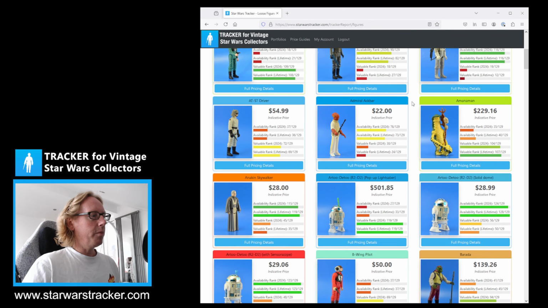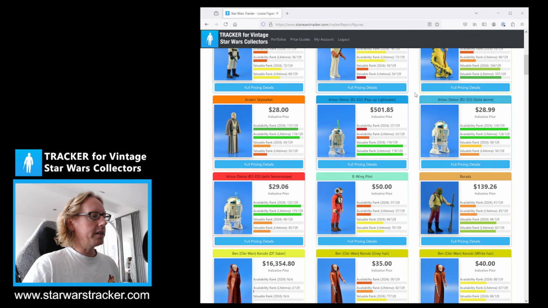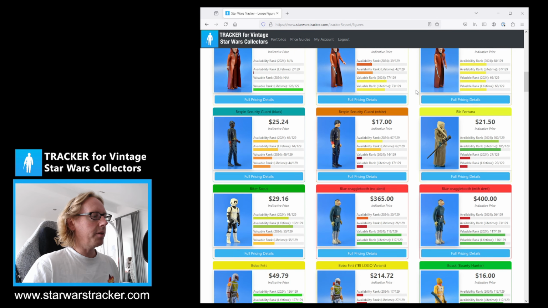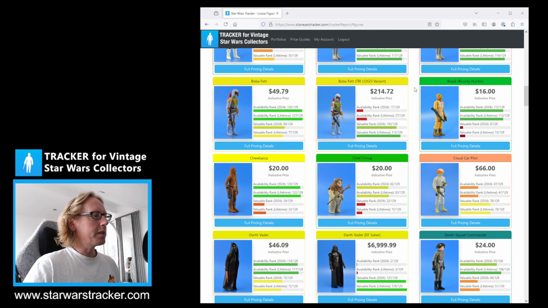And what I'm going to do to go through the price guide is choose a well-known figure, a figure that most people are very familiar with and maybe even have in their collection and may even want to buy multiples of, and that's Boba Fett.